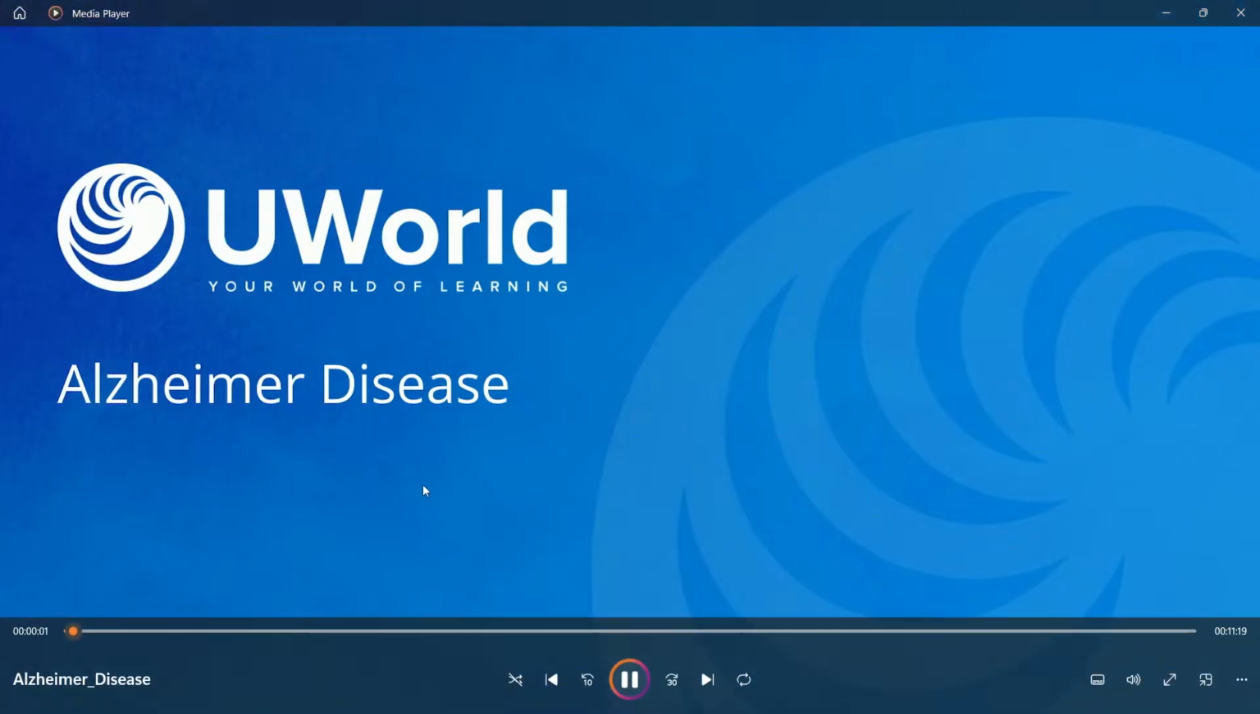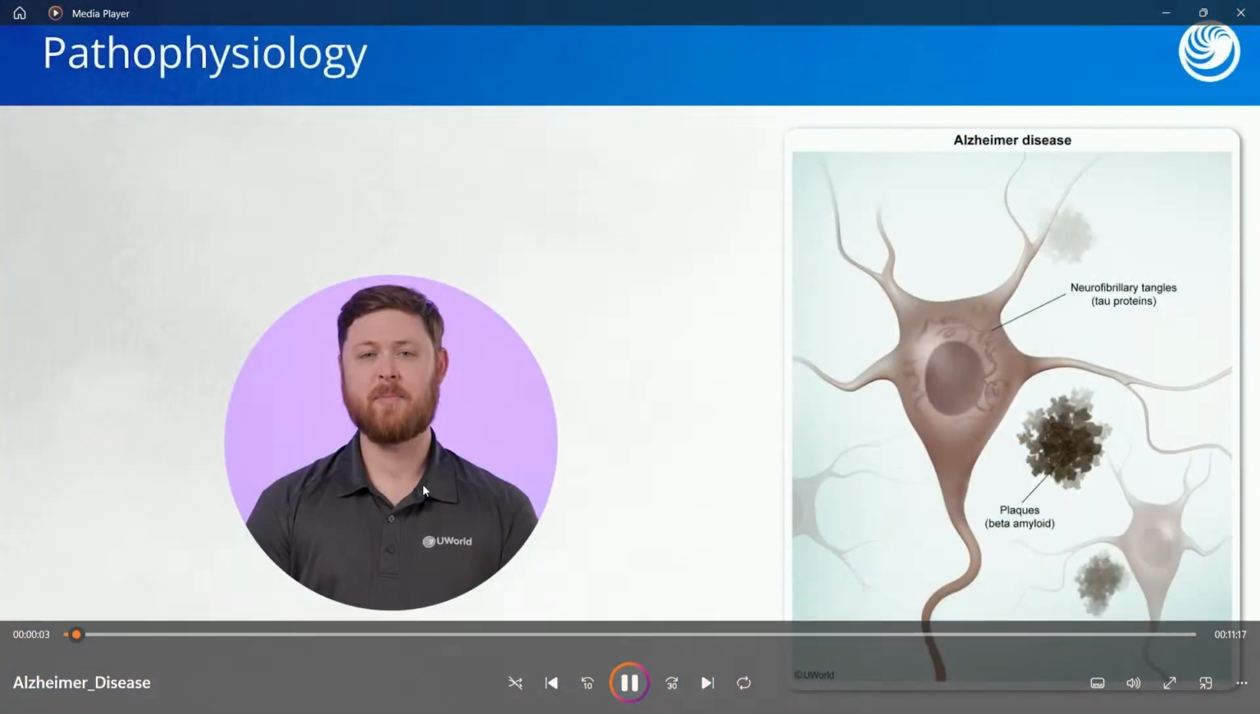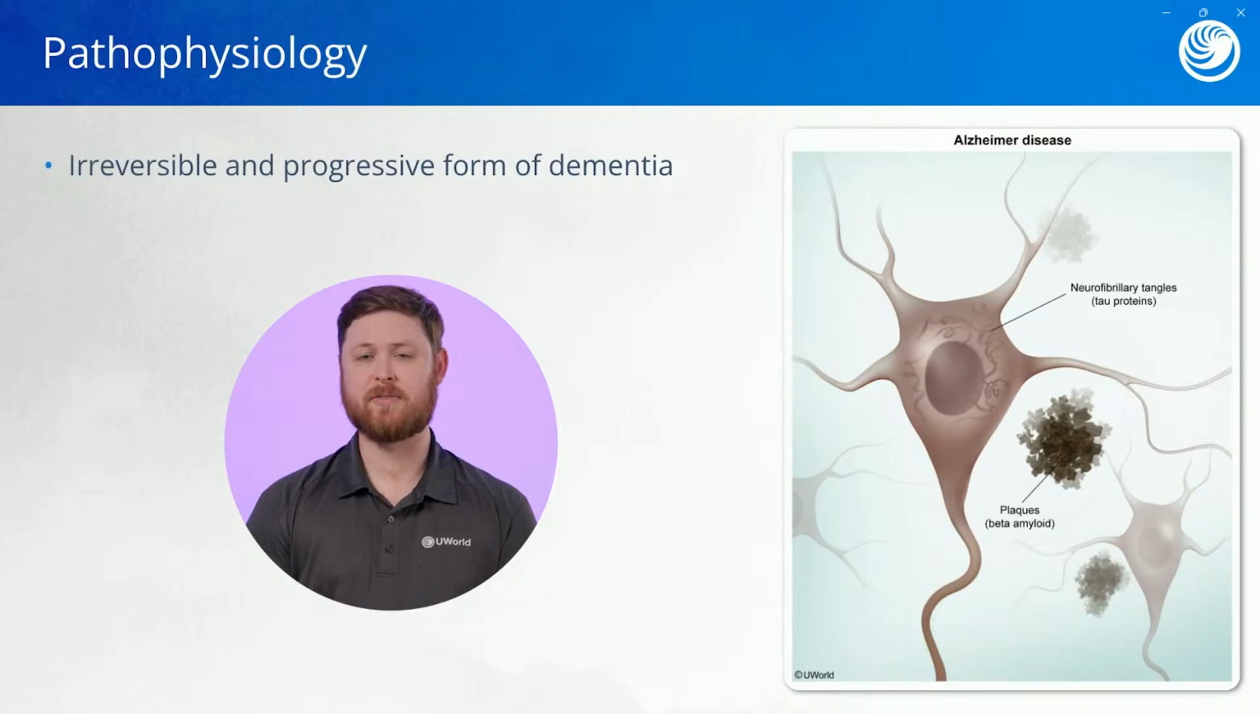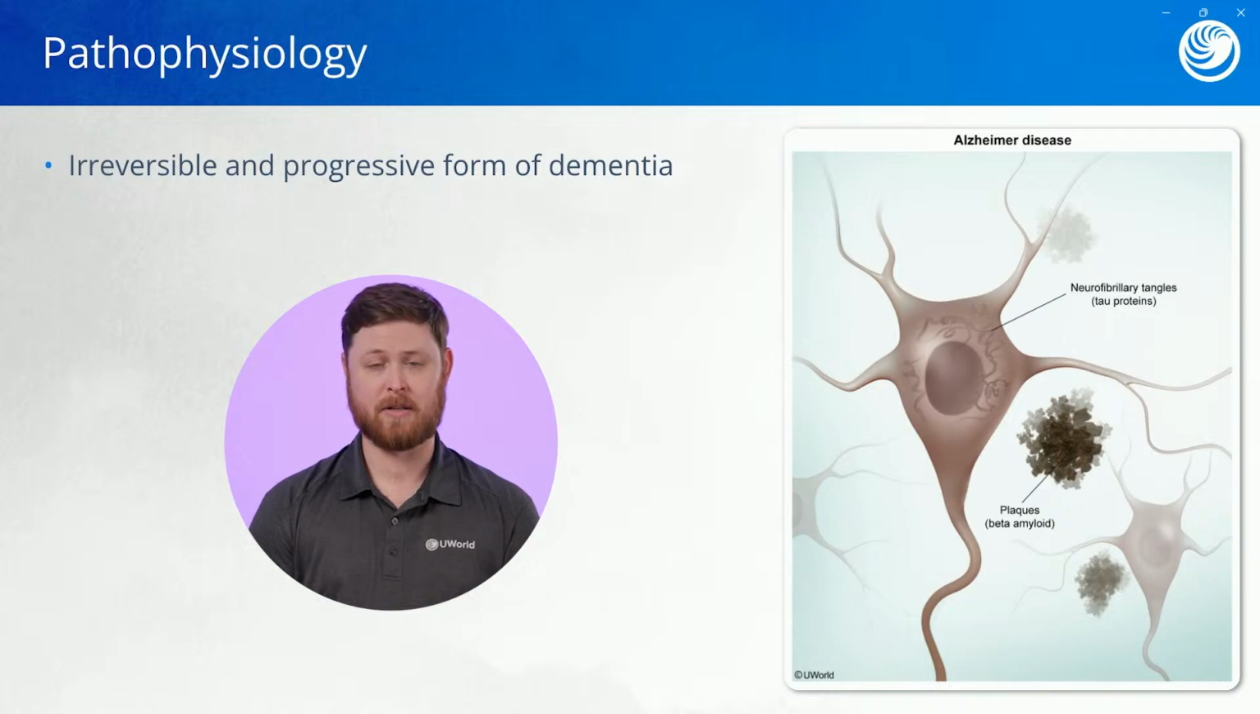This topic is Alzheimer's disease. Alzheimer's disease is an irreversible and progressive form of dementia. It's important to note that the word dementia itself describes a number of conditions that result in loss of cognitive function that leads to memory impairment.